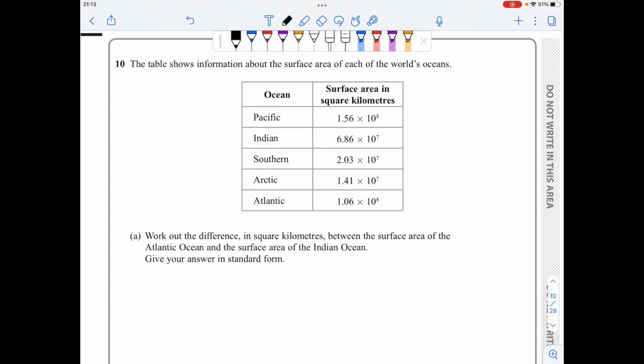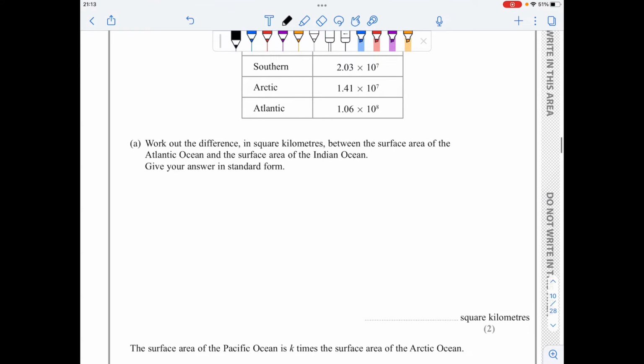In question 10, part A, I need to subtract the area of the Atlantic minus the area of the Indian Ocean. So we've got 1.06 times 10 to the power of 8 minus 6.86 times 10 to the power of 7.